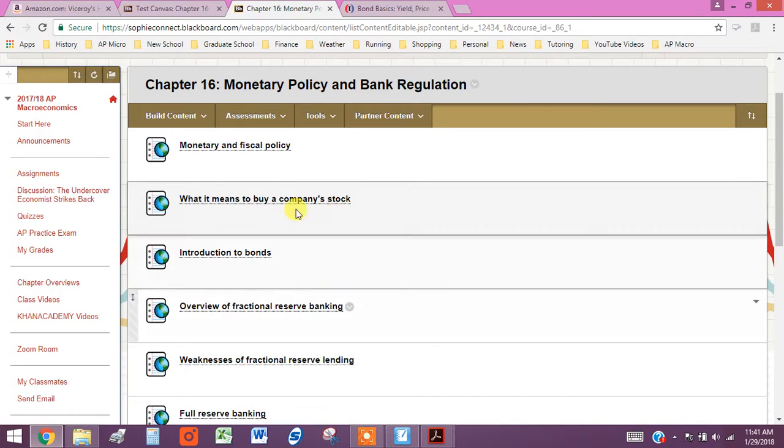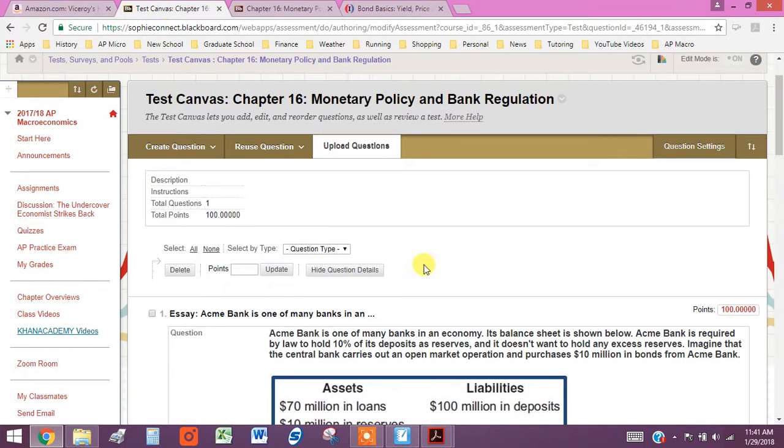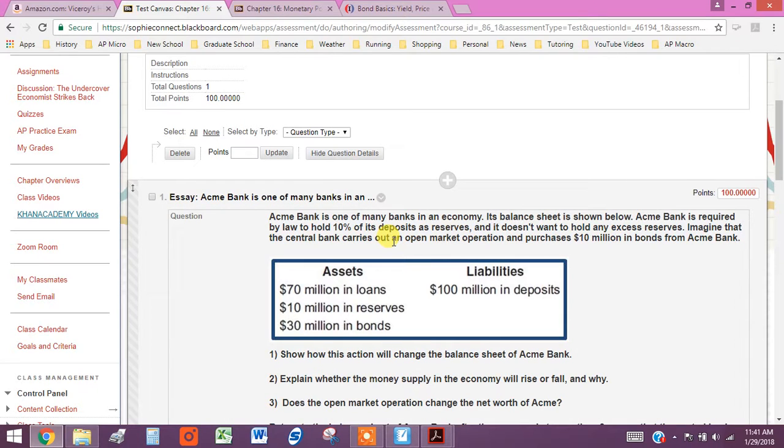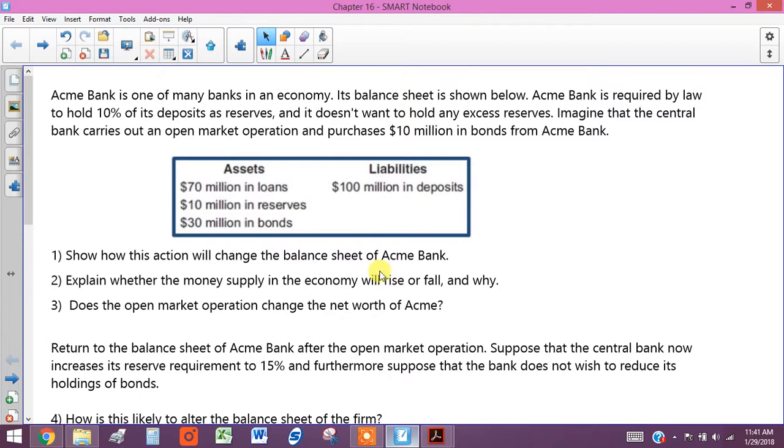Okay, let's get to our homework right here, which is not too hard. We're looking at a spreadsheet for a private bank, and I'm going to jump over to my smartboard. So we're looking at one of many banks in an economy, and we can see that this is their T table, I guess. This is their balance sheet.